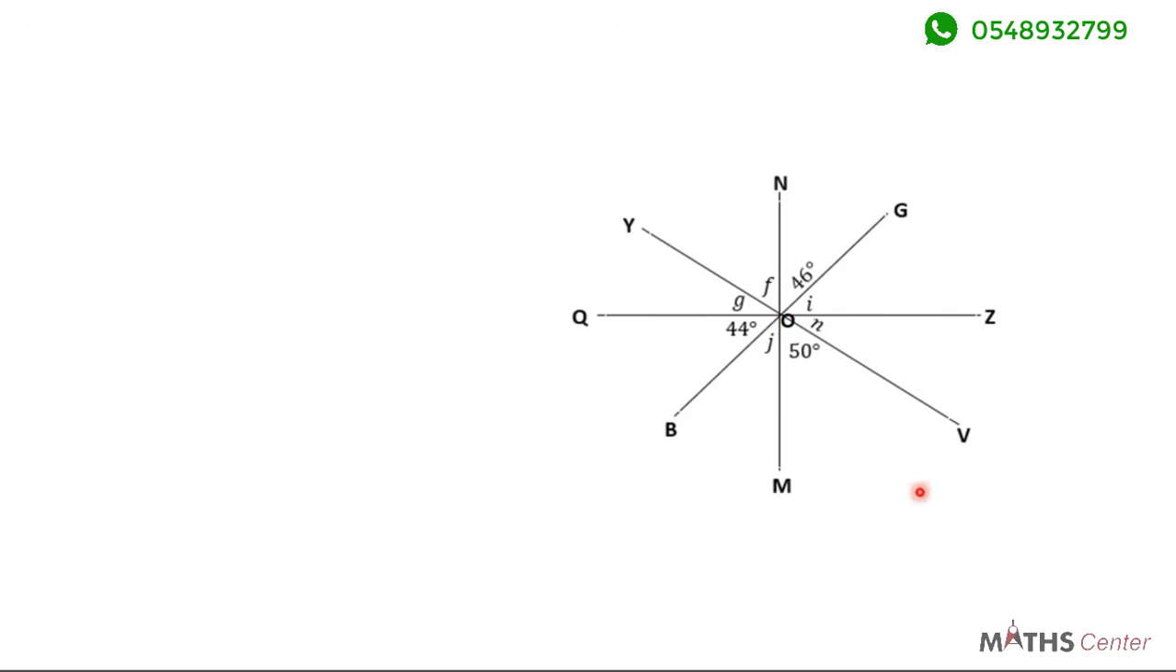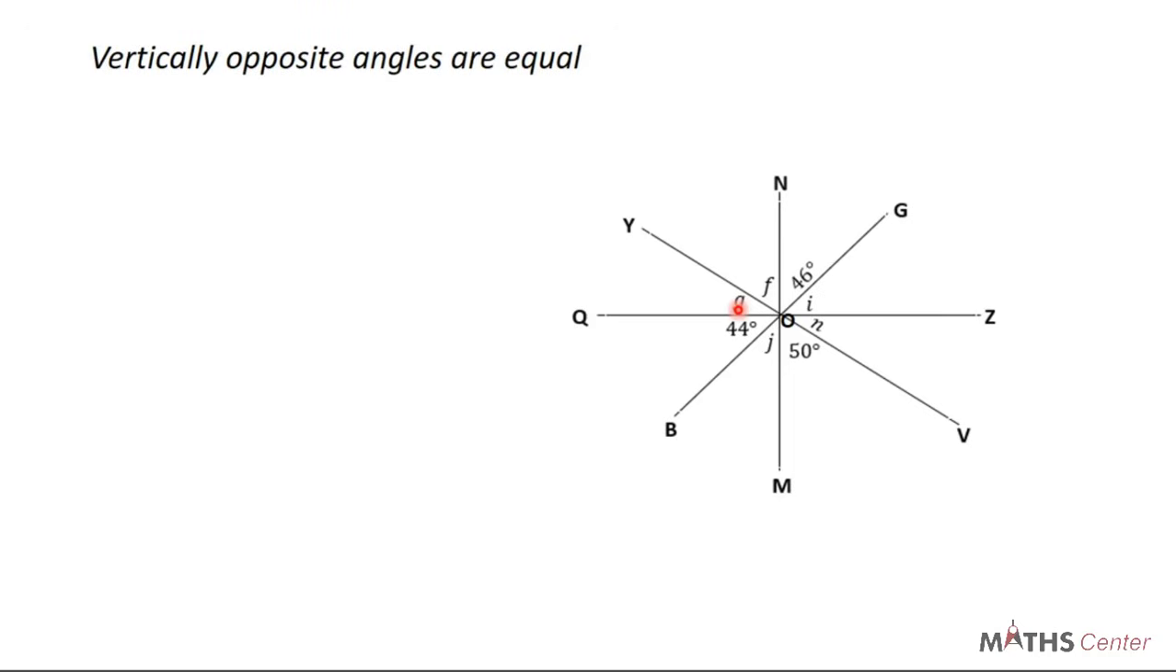So here we can see that J and 46 degrees are vertically opposite, so they are equal. I and 44 degrees are also vertically opposite, so they are also equal. F and 50 degrees are also vertically opposite, so they are also equal. G and N are vertically opposite, so if you're able to find one of them, you have the other. So let's begin by picking the one that we already have their value. So we know that vertically opposite angles are equal, and angle BOM, which is J, is equal to angle NOG, which is 46 degrees. So J is equal to 46 degrees.